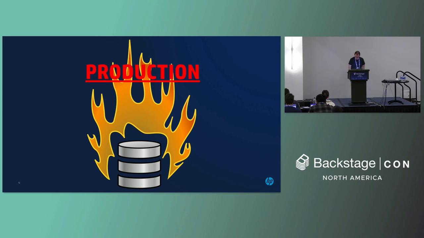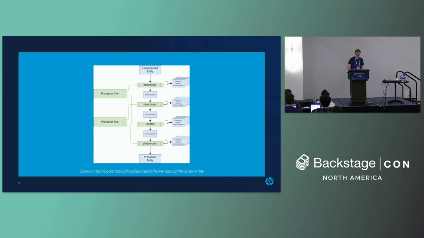Where was I? Oh my gosh, I've lost my place. That never happens. Here we are. We started asking ourselves, why is that? Why were pre and post processors taking so long? This is stolen from Backstage's own documentation. Thank you, Backstage. This is their graph of the processing loop. I sourced it. The URL's at the bottom.